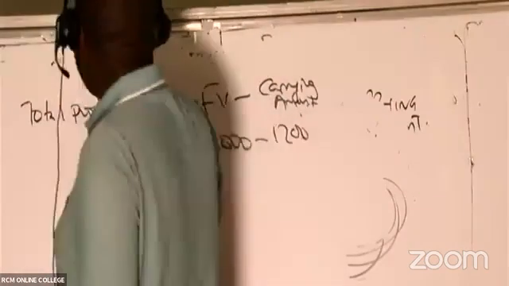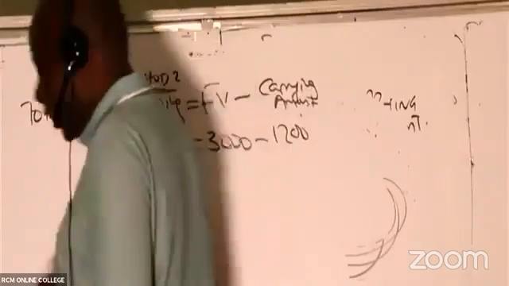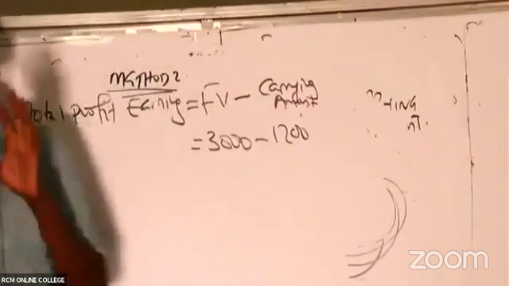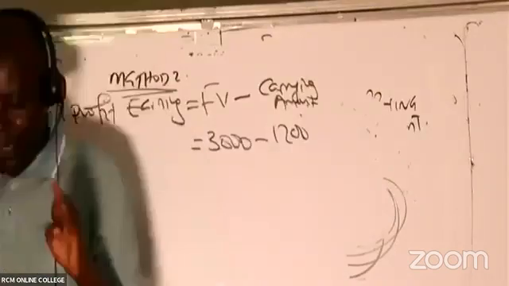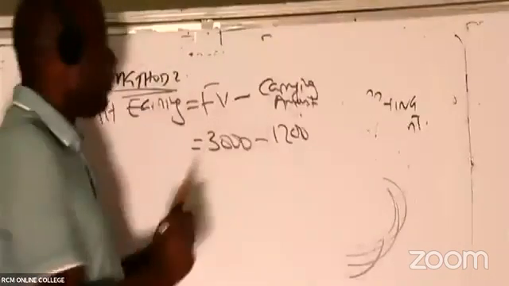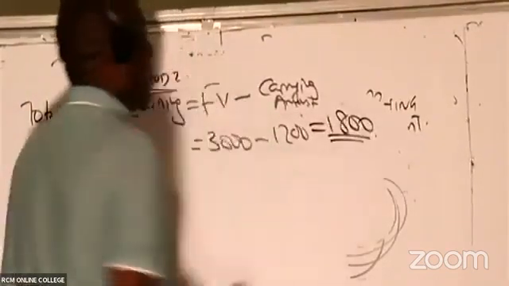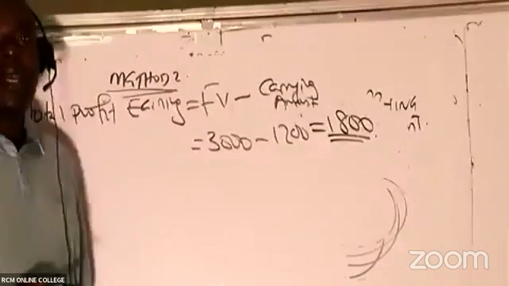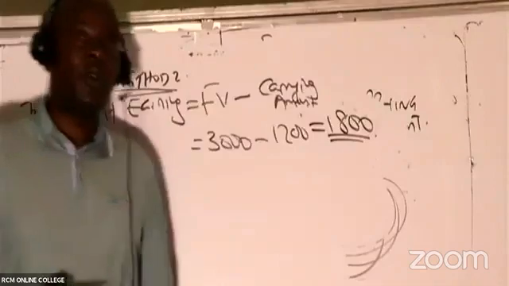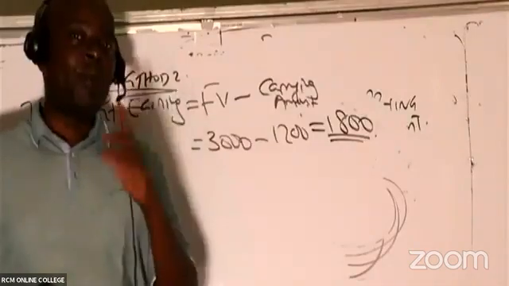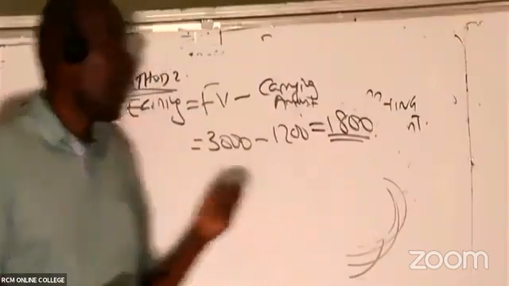So this is method 2, because I've also seen in some questions where they ask you for this profit. So what is the total profit earned? We are selling it for 3,000, but the carrying amount is 1,200. So it is 1,800. And then, out of this 1,800, we must apportion it. There is a special formula for apportioning this. What is this special formula?